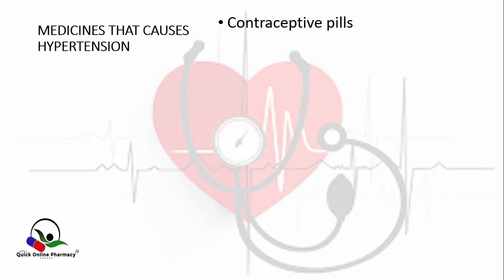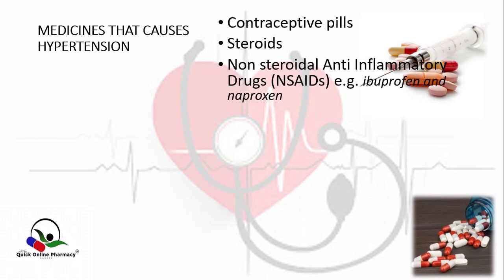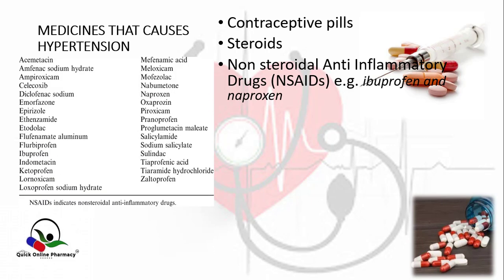So we have the contraceptive pills. These pills have a tendency of increasing blood pressure. We have the steroid drugs. We have the NSAIDs, these are non-steroid anti-inflammatory drugs. They also have that tendency of causing hypertension or increasing blood pressure.